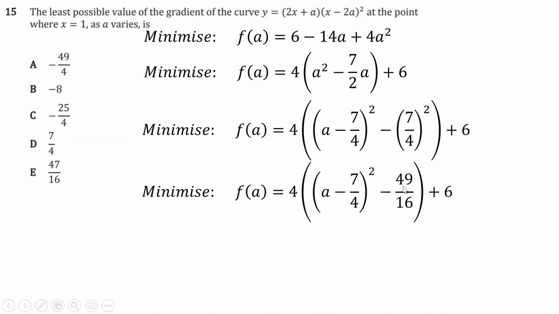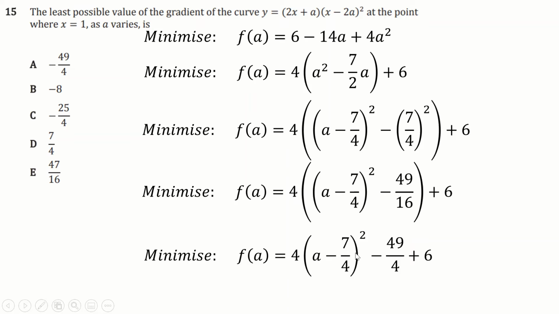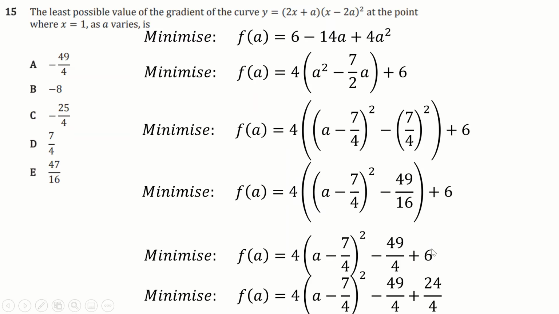That's 49 over 16, times it out by 4, so now I'm putting the 4 back in here, and now the minimum of this thing here is going to be this. It's going to happen when a is 7 over 4, but the minimum is this bit here. So I'm going to put those together. 6 is 24 over 4. Add those together to get minus 25 over 4.